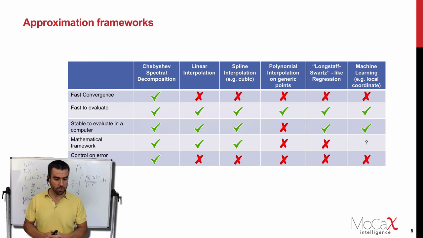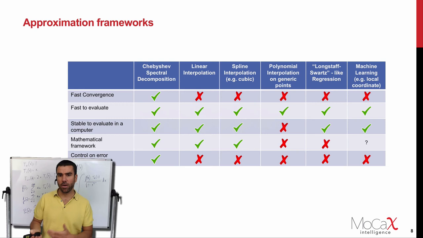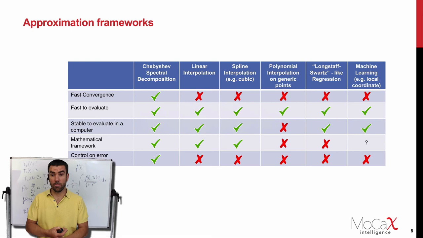So, to me, there is no doubt that if you are into approximating a function, the first candidate to use is Chebyshev, because basically I don't see any reason why not to do it. It is the one that converges best and is mathematically guaranteed.